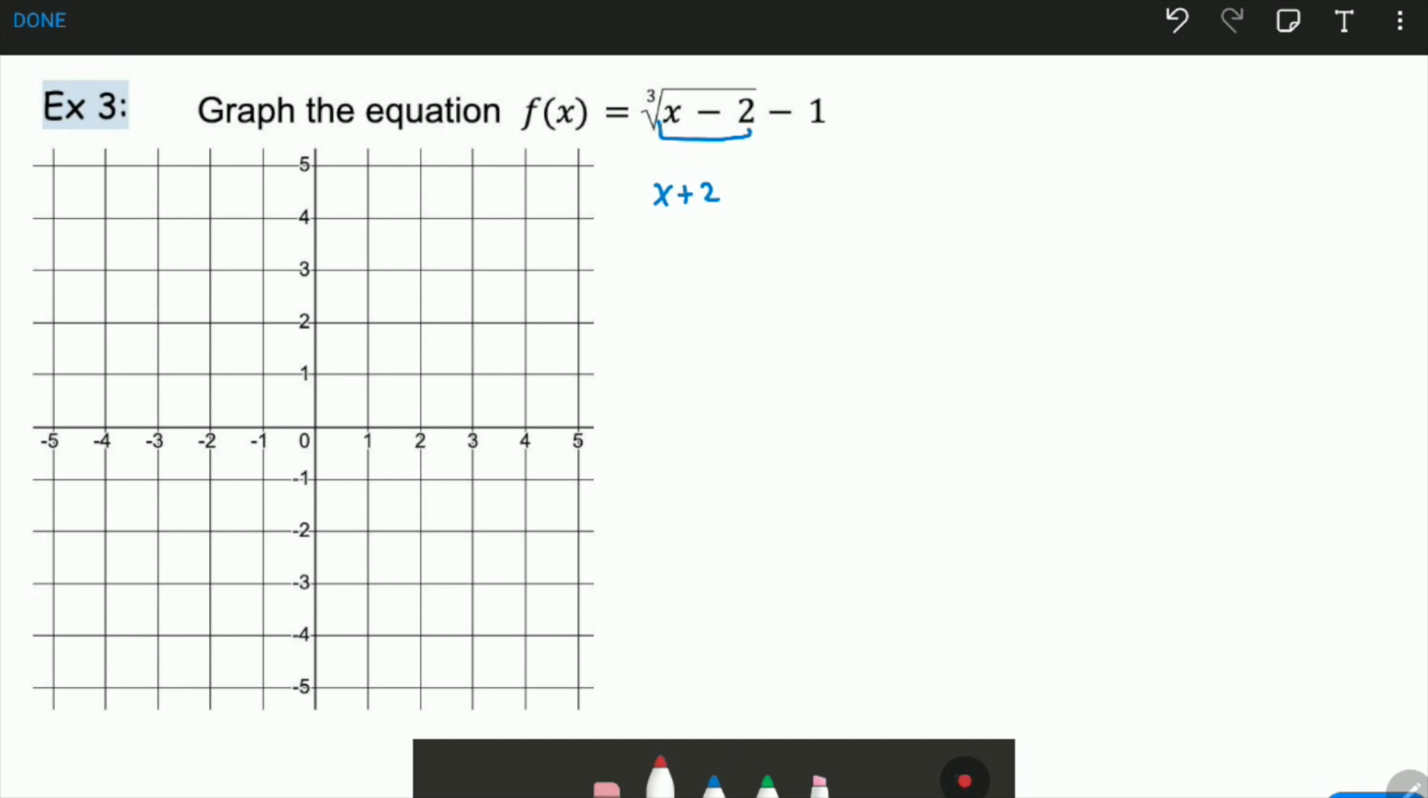Outside y, same. Well, I technically see 2 numbers on the outside. I see the 3 for the index and the minus 1 off to the side. However, the 3 for the index just tells us what type of function it is, so it tells us the basic shape. So all I have to worry about for transformations is the minus 1.